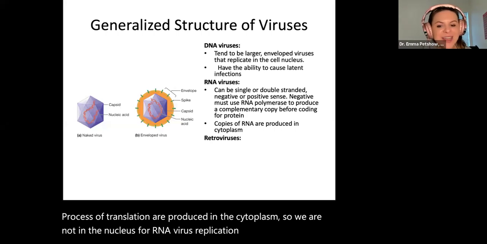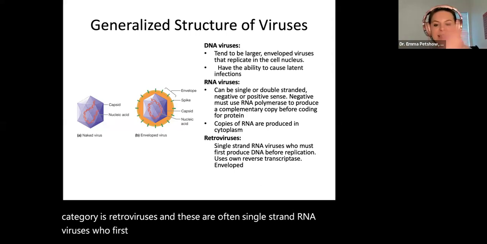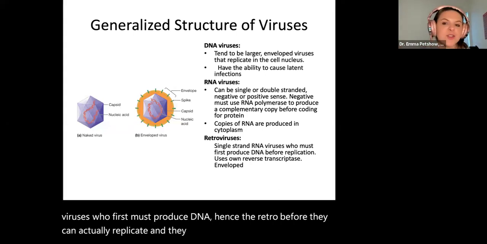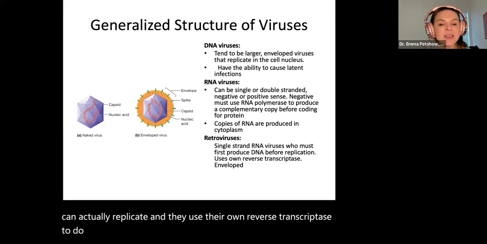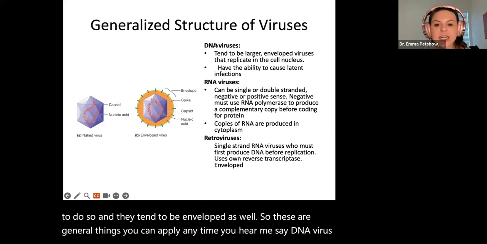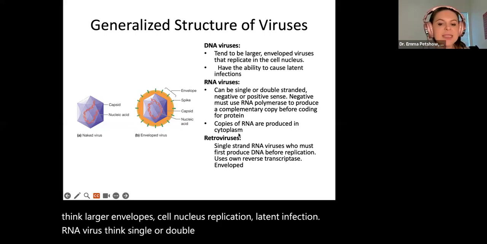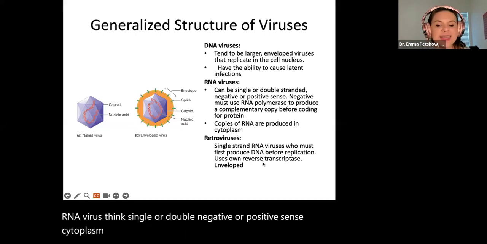And then the last category is retroviruses. These are often single-strand RNA viruses that must first produce DNA, hence the retro, before they can actually replicate. They use their own reverse transcriptase to do so, and they tend to be enveloped as well. So these are general things you can apply. Anytime you hear me say DNA virus, think larger, enveloped, cell nucleus replication, latent infection. RNA virus, think single or double, negative or positive sense, cytoplasm. And retroviruses, they use their own reverse transcriptase and they're enveloped.